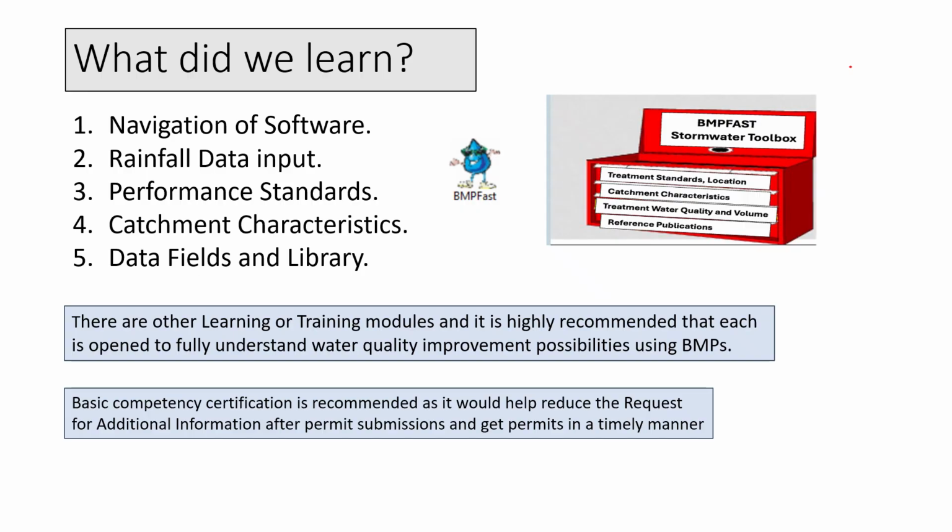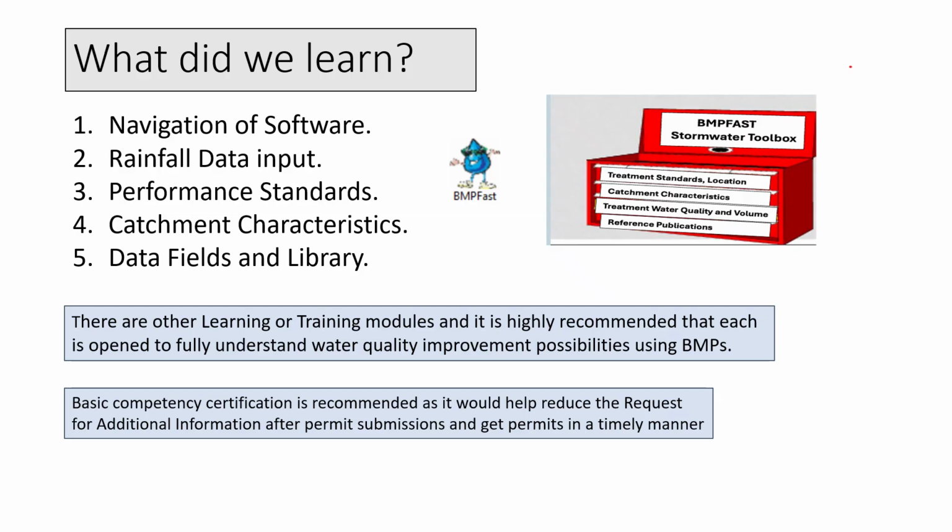You've now gained practical experience in navigating the software, understanding the formats for rainfall data input, and becoming familiar with performance standards. This hands-on experience has introduced you to the type of site-specific and watershed characteristics data essential for annual water quality assessments. We also discussed catchment characteristics and the various data fields, along with the extensive library of information and computational aids built into the system to assist you in defining this data accurately.